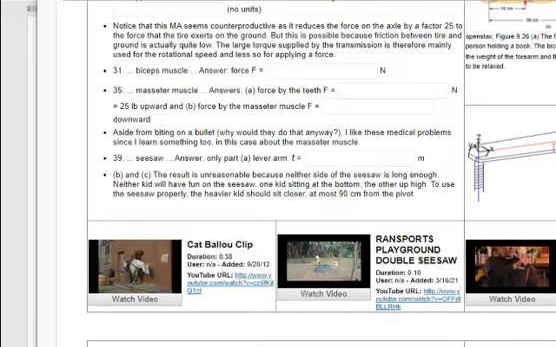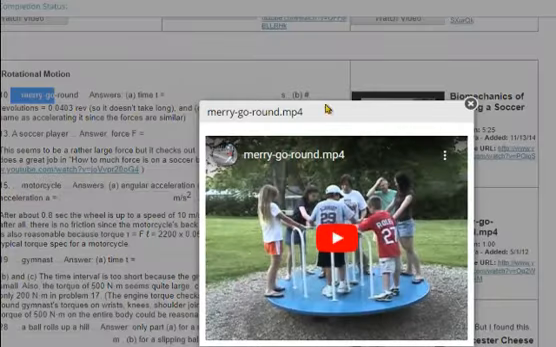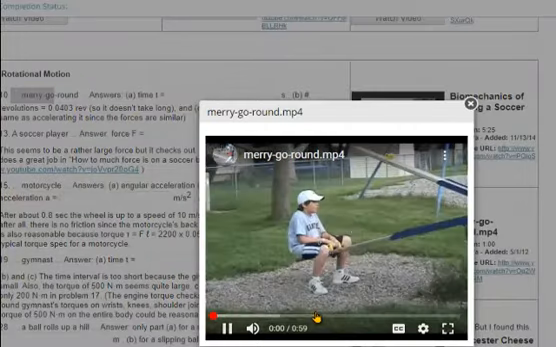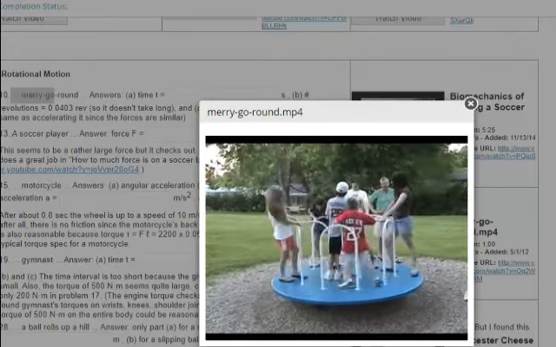All right, so this is chapter 10, rotational motion, and problem 10 about the merry-go-round, and here would be the typical one. I'm just going to pull this up here.